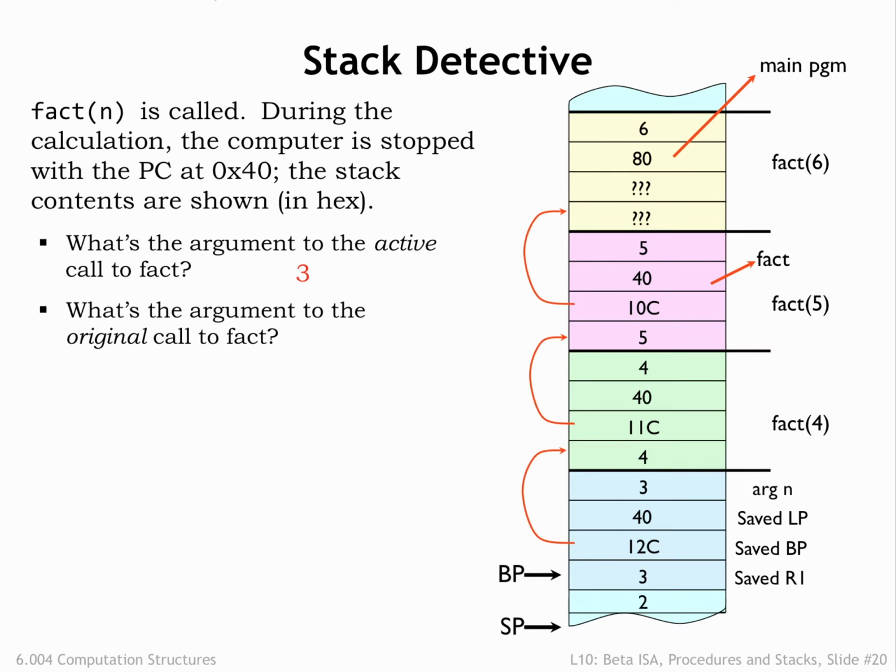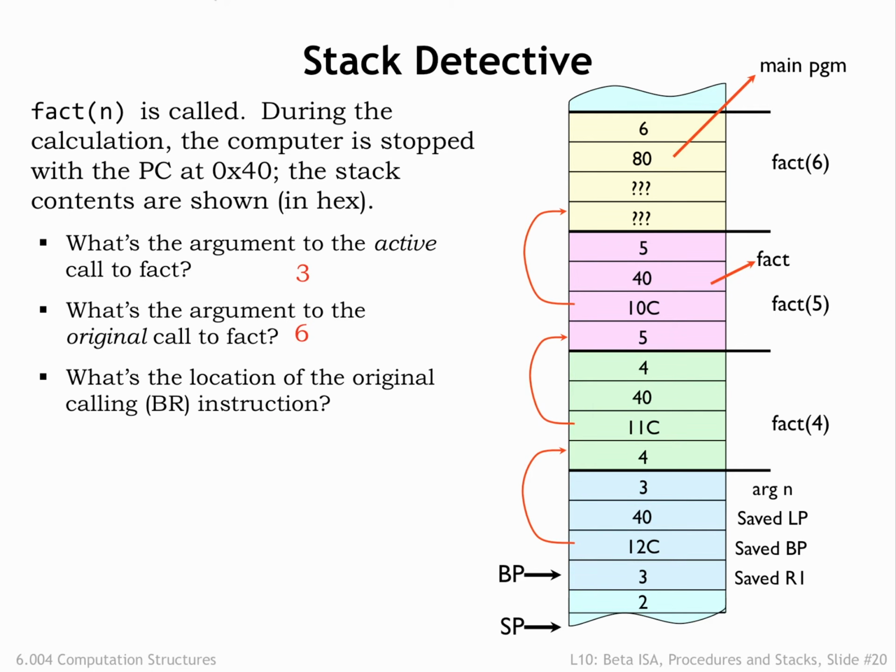Looking at the saved LP values for each frame, always found at offset -8 from the frame's BP, we see that many of the saved values are hex 40, which must be the return address for the recursive fact calls. Looking through the stack frames, we find the first return address that's not hex 40, which must be a return address to code that's not part of the fact procedure. This means we found the stack frame created by the original call to fact, and can see that the argument to the original call is 6.